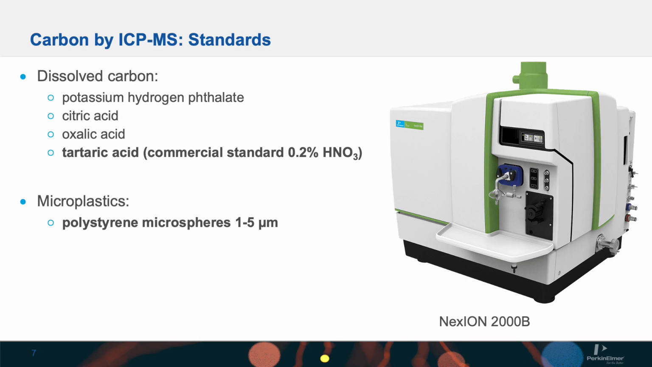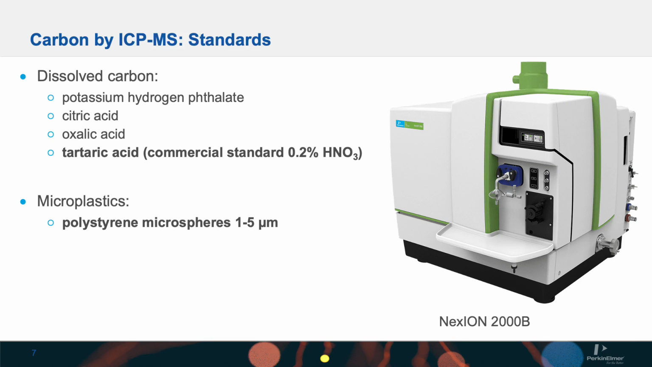Well, once we know the limitation for the determination of carbon by ICPMS, it's time to make the best of what we have. First of all, we need standards. A number of different compounds have been used as carbon standards in atomic spectrometry, including potassium hydrogen phthalate, citric acid, and oxalic acid. In our case, we got good results with tartaric acid, which is commercially available in 0.2% nitric acid solutions. Next, we need particle size standards.